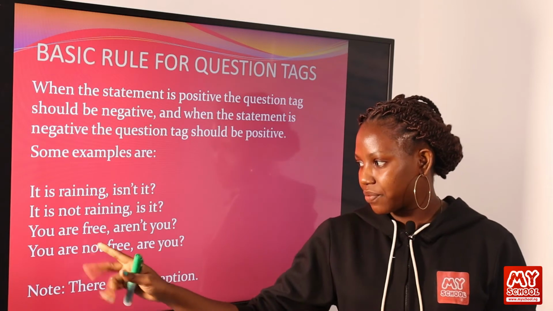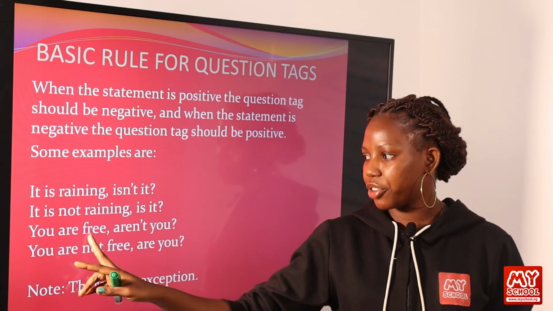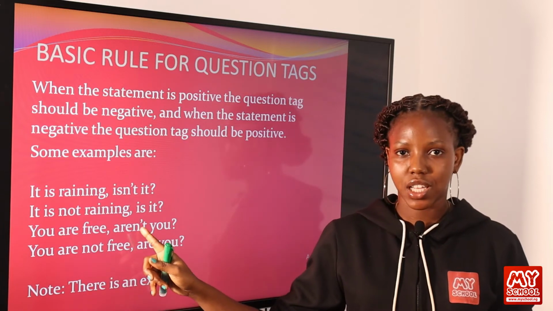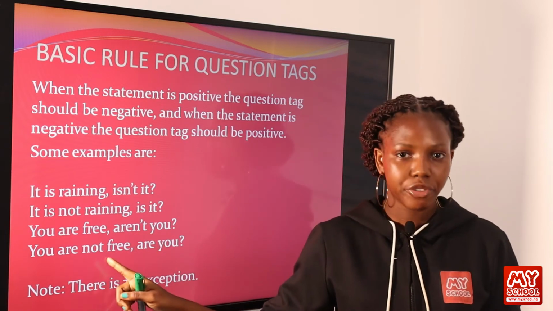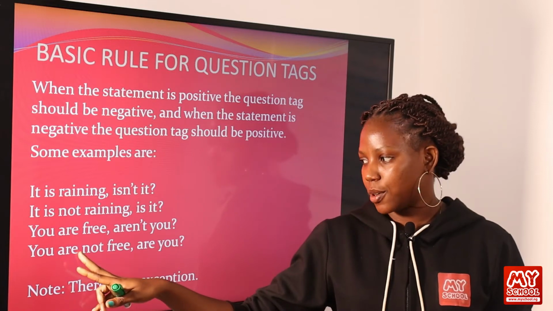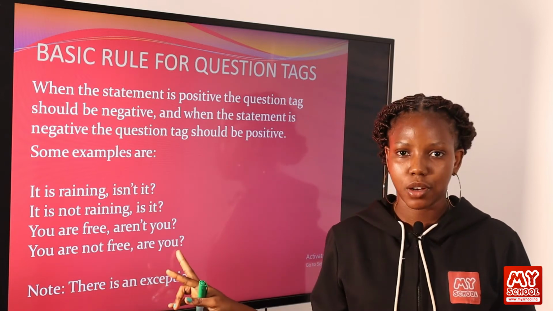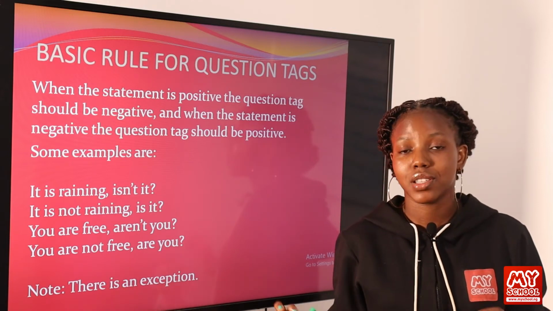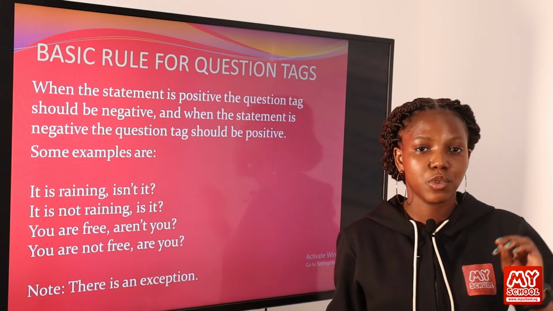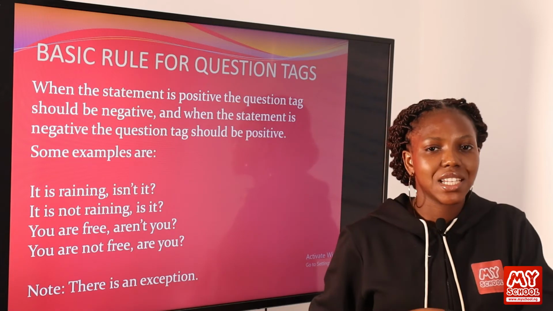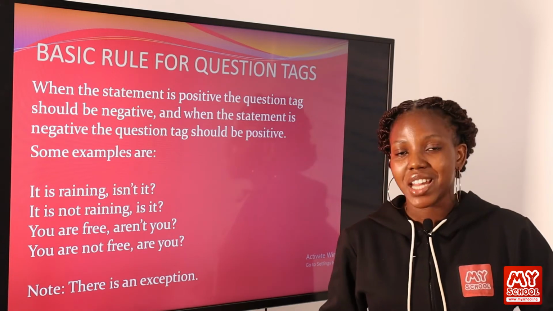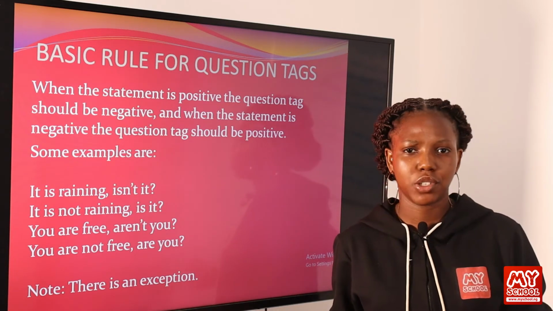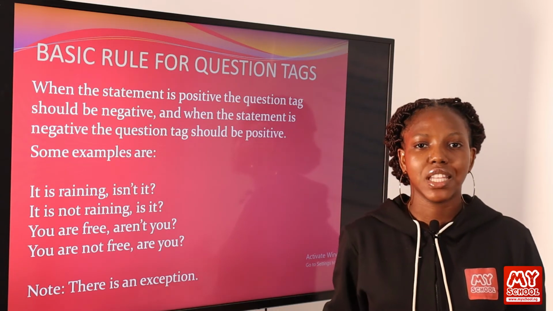You are free, aren't you? Okay, so you are free. This is a positive statement, and aren't you is a negative question tag. You are not free. This is a negative statement, and we have a positive question tag. Now there's an exception to this rule which we would consider in the next objective, which is the irregular pattern. The exception is that we can have a positive statement and then have a positive question tag. So we'll look at that when we get to the next objective.